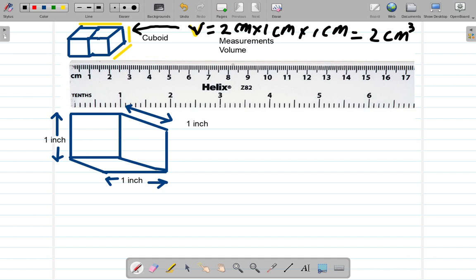I said cube, but it's a cuboid. If all the sides are equal in length, then it's a cube. If one of them is different, even if 2 of them are the same and the third is different, or all 3 of them are different, maybe the width and the height are the same, but the length is different, whatever the case is, as long as they are not all equal, you say it is a cuboid.